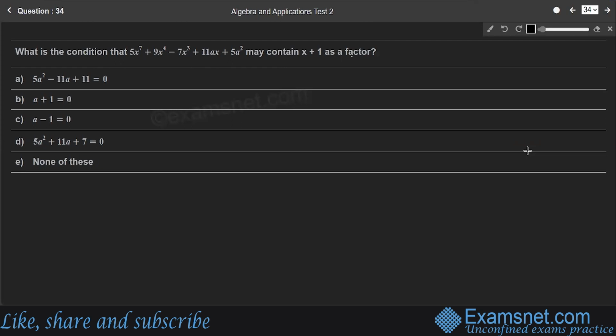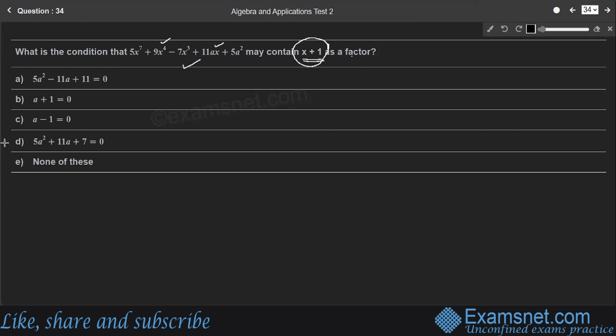Question 34. What is the condition that 5x^7 + 9x^4 - 7x^3 + 11ax + 5a^2 may contain x + 1 as a factor? Here, the given expression is this, and one of its factors is x + 1. What is the condition that the given expression may contain x + 1 as a factor?